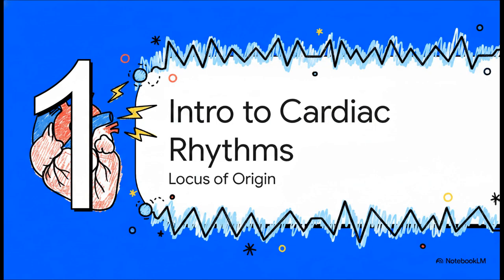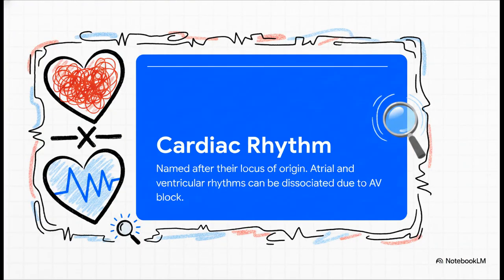The single most important thing you need to lock into your brain is this. Every single cardiac rhythm gets its name from where it starts. It's all about the locus of origin. That specific spot where the electrical impulse kicks off, that's what defines everything. And this is where it gets really interesting, because this simple rule explains a concept called AV dissociation. This is where the atria and the ventricles can actually beat to their own completely separate drums.